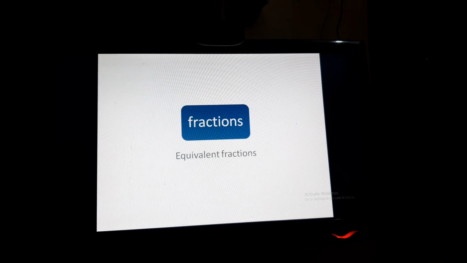Hello all. During our previous video, we've learned what fractions are. We've learned proper fractions, mixed fractions, and improper fractions. Today, we will learn a few more types of fractions and how to compare them, to find which fraction is greater or smaller. First of all, we'll start with equivalent fractions.